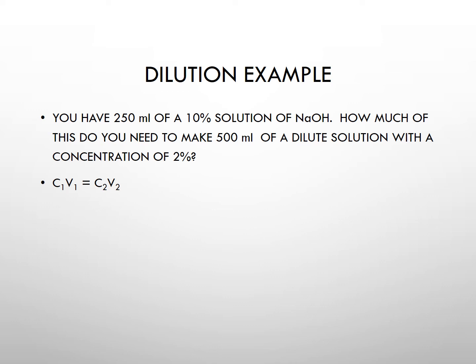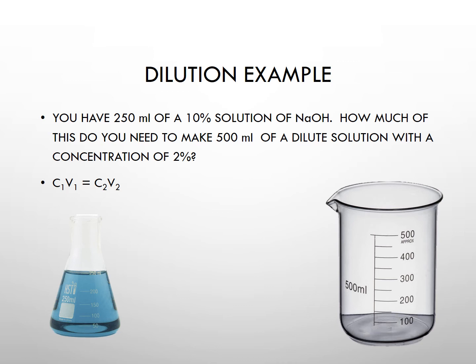And I usually like to draw a picture just to make sure that I am on the right page. So here's our scenario again. Here's our flask that has 250 milliliters, and the substance inside is a 10% solution of sodium hydroxide. And I'm ultimately trying to get a total volume of 500 milliliters in another container. And this is going to be more dilute. It's going to be weaker, it's going to be thinner, and it'll eventually have a concentration of 2%. We're being asked how much of the blue liquid from flask 1 do I need to put into flask 2 in order to make that happen.